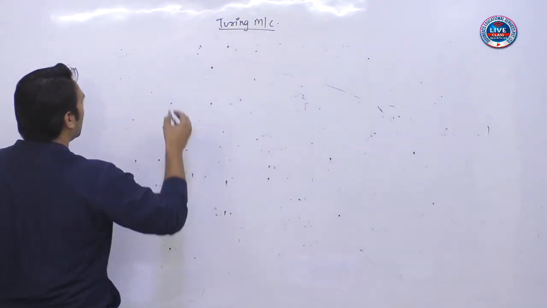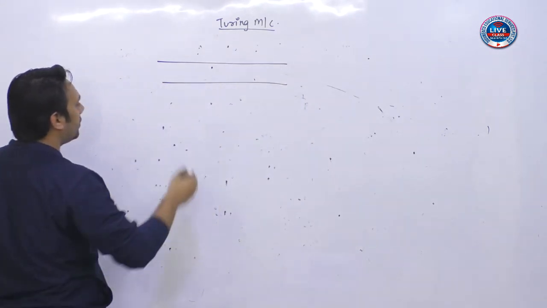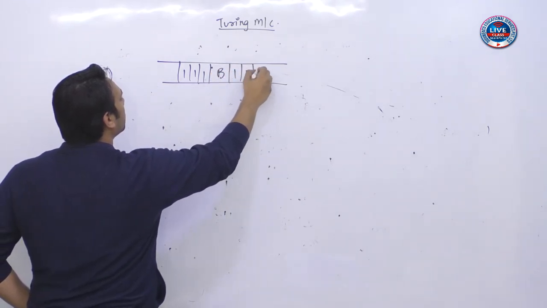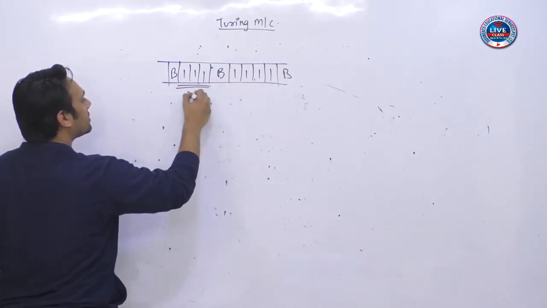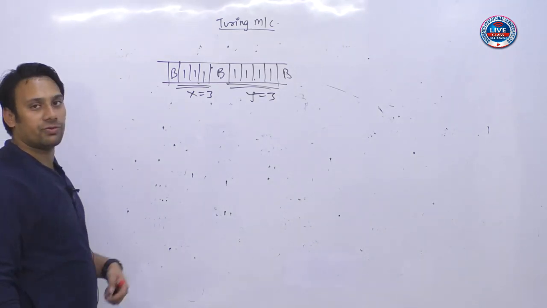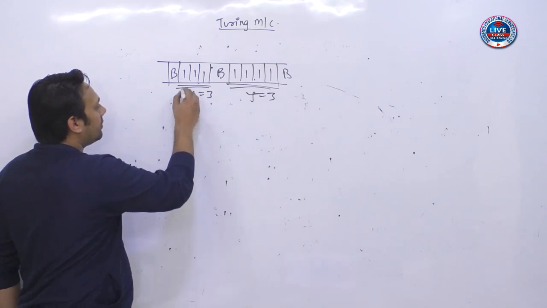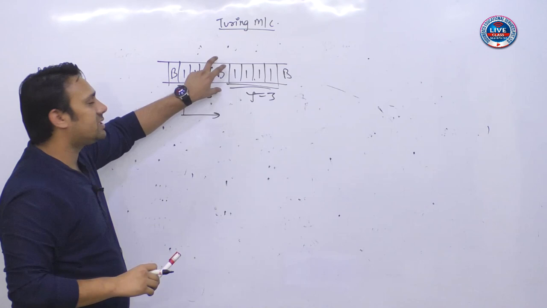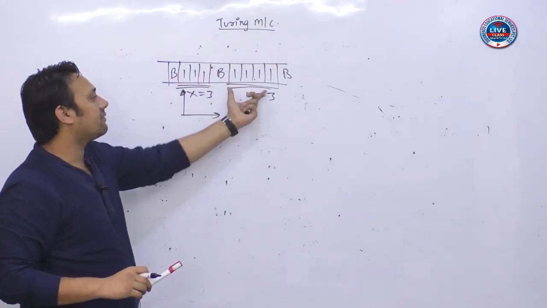So if I want to perform an addition, we have 1, 1, 1, blank, and then 1, 1, 1. So basically it is showing that we have two numbers. This is your number x, that is 3, and this is your number y, that is 3. And I want to perform addition of these two numbers. So what I can do here is, I can start from here. We have a blank in the middle, which is basically representing a separation. That means before this blank we have the first number, and after this blank we have the second number.